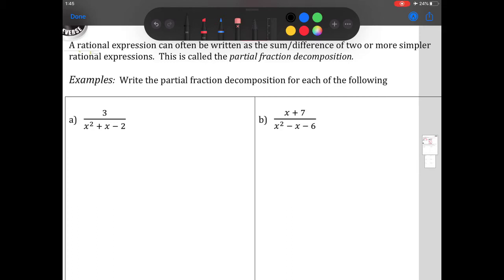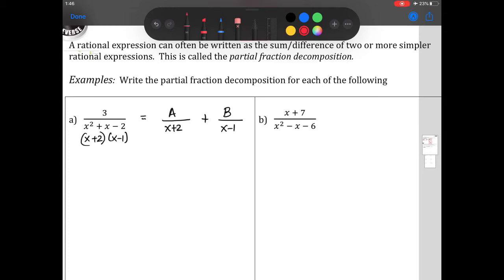So how do I do this? First of all, you want to make sure that your denominator is in factored form. So let's factor this. This will factor to x plus 2 and x minus 1, right? My end result is to rewrite this expression as a sum or difference of two rational expressions, right? So I already know my denominators are going to be x plus 2 and x minus 1. I just want to find my numerators. Since I don't know them, I'm going to call them a and b.